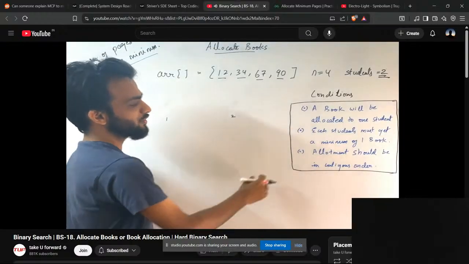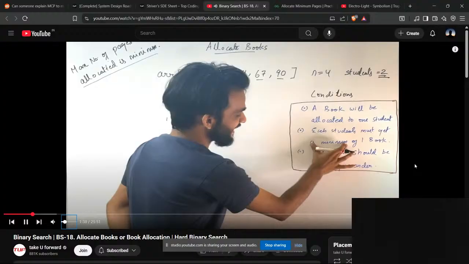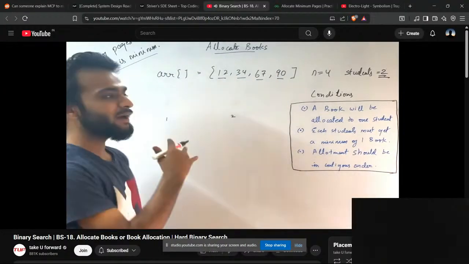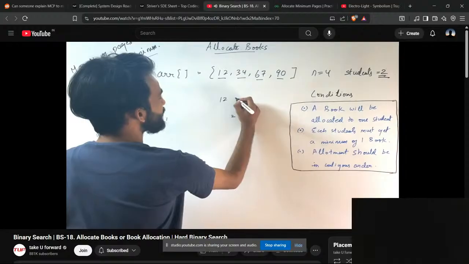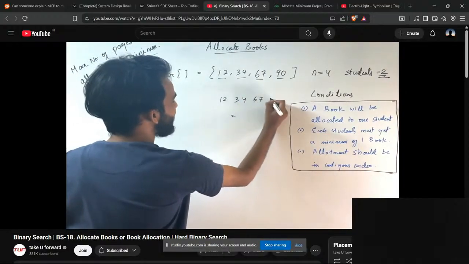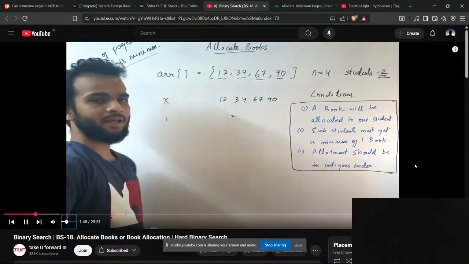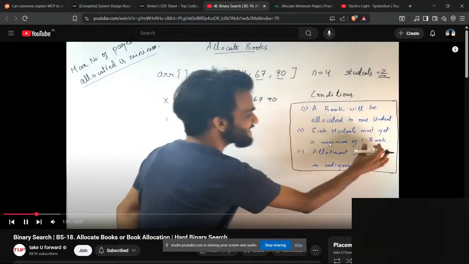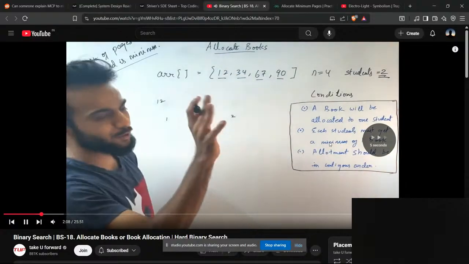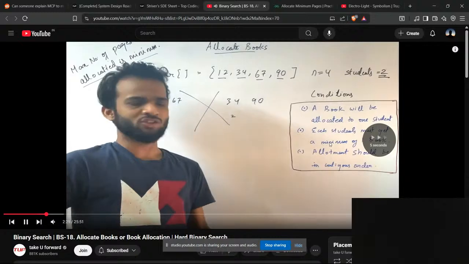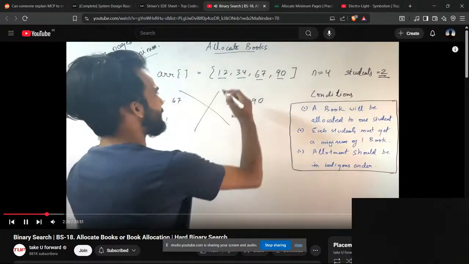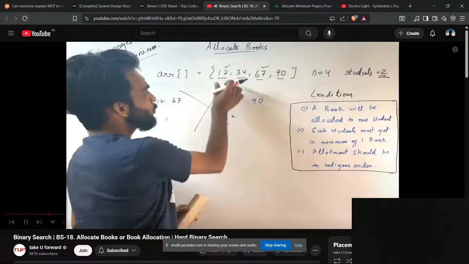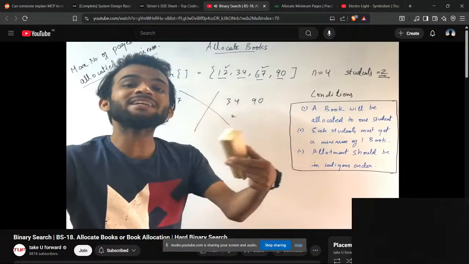What's the next condition? Each student must get a minimum of one book. That means you cannot do an allocation where you say, hey, student 2, take 12, 34, 67, 90, and you're saying, student 1, I'm not going to give you any book. That's not allowed. Also, books must be allocated in a contiguous fashion. So this allotment is not valid because 12 and 67 have a 34 in between. Hence, 12 and 67 are not in contiguous fashion.